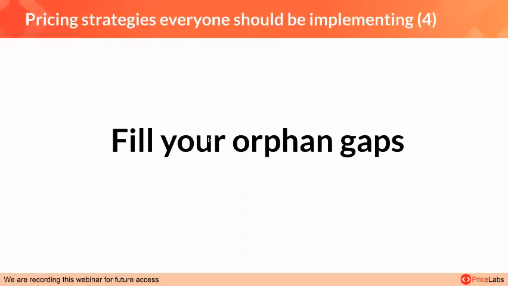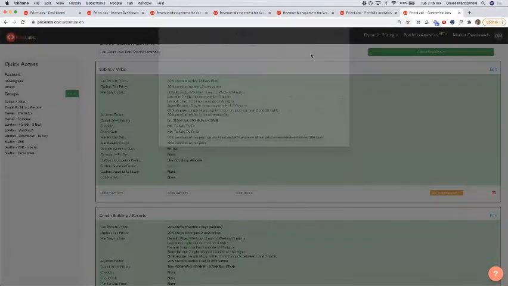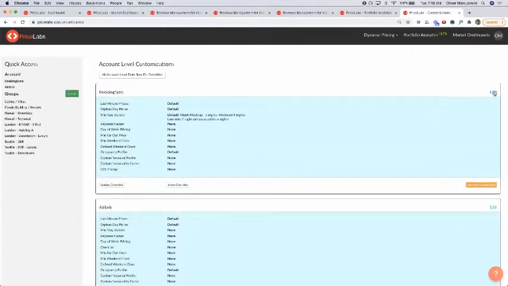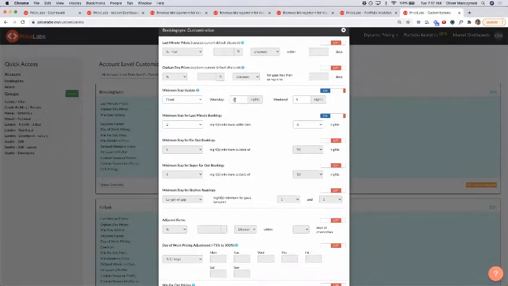Next one on the list, filling your orphan gaps. So when we talk about orphan gaps, these are gaps that appear in between your bookings that are shorter than your minimum stay. So let's say we have a situation where you typically have a 3-night minimum for weekdays, and then a 4-night minimum for weekends. So one thing that can happen in this case would be a 2-night gap in between bookings that essentially wouldn't be bookable because you have that 3-night minimum stay in place.